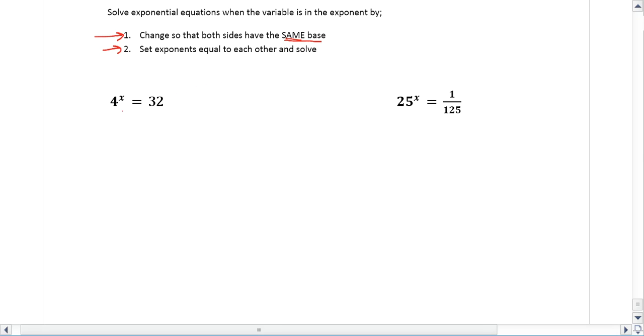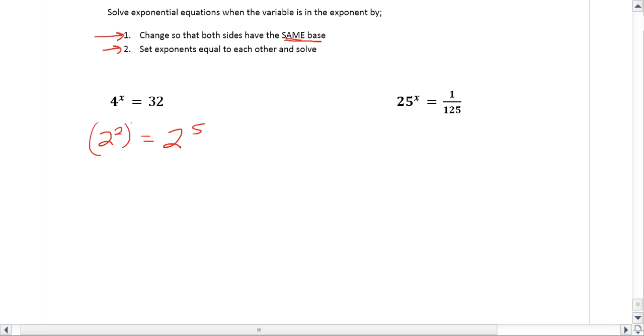So the clue here: we look at the small base, base 4. I cannot write 32 as a base 4. 4 squared is 16 and so on. So we need to look for something else. Hopefully you realize that both of these can be written as a base 2 number. So I'm going to remove the 4 and put in 2 squared. And 32 is 2 to the 5th.